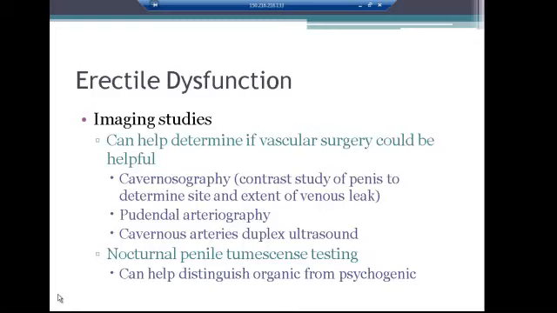Okay, there is also something called nocturnal penile tumescence testing. If a patient can't tell you if they're having erections in the night, or if they're complaining they're not having erections in the morning, you can do it. I don't know anybody who does it, but you can do it, to help distinguish organic from psychogenic causes.